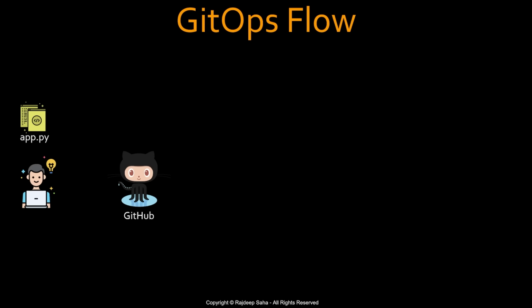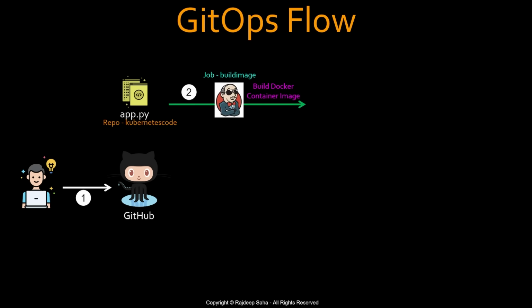Let's start with the GitOps flow. So you, the almighty developer, is working on a code app.py, and then you push this code to a repository in GitHub named Kubernetes code. As soon as you push the code, a Jenkins job gets triggered which builds the Docker container image. The name of these Jenkins jobs is build image.